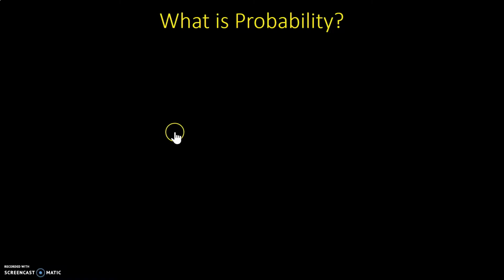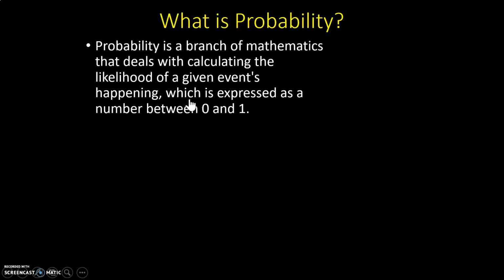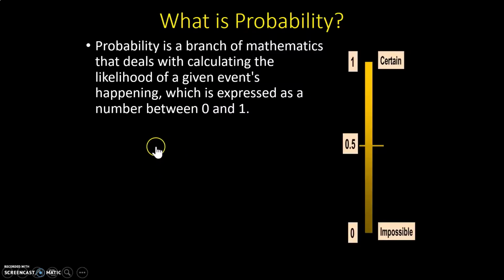So let's start. What is probability? Probability is a branch of math that deals with the likelihood of something happening. It calculates the chance that a given event will occur. And being a math student, we express this probability by a number between 0 and 1.